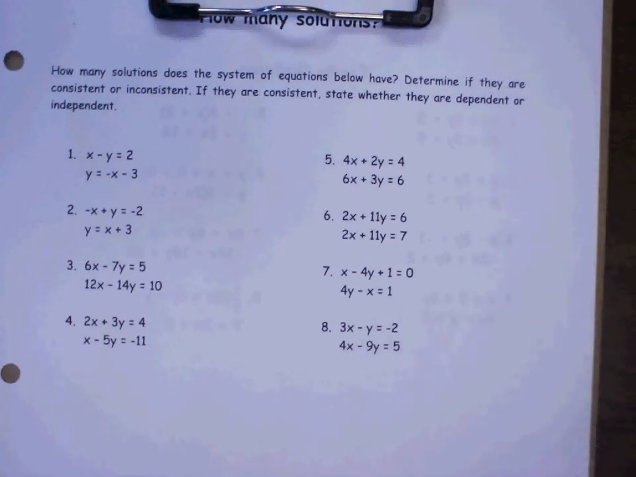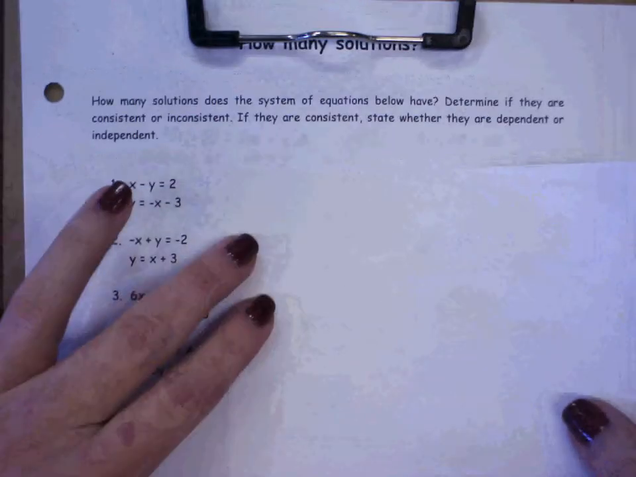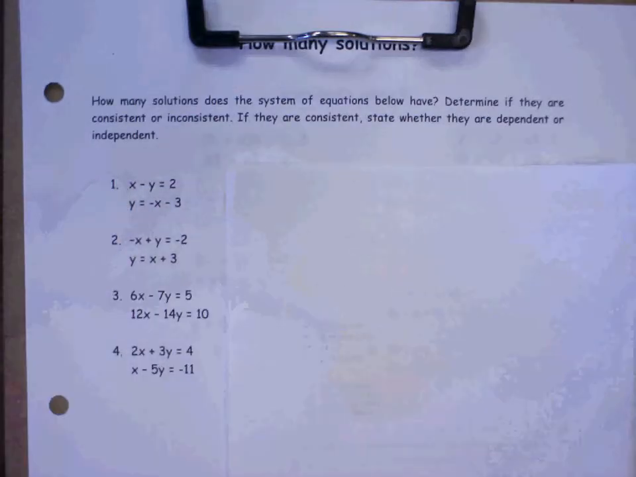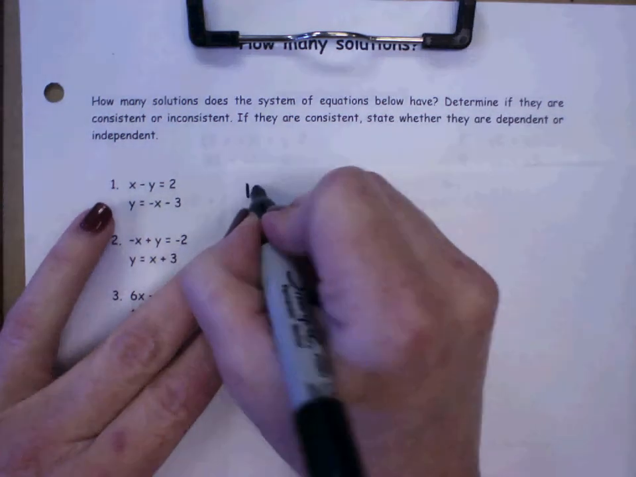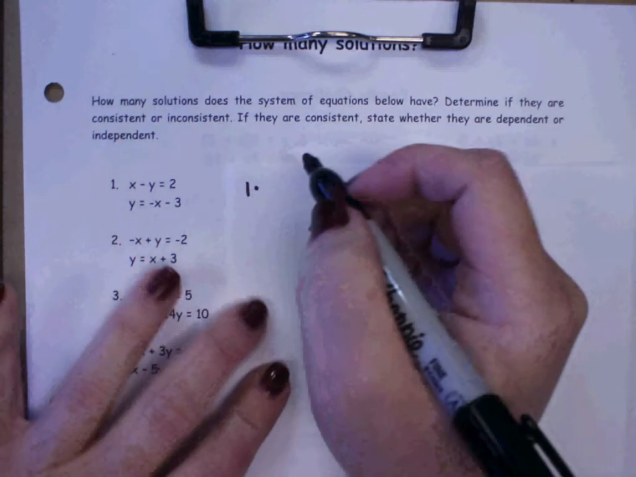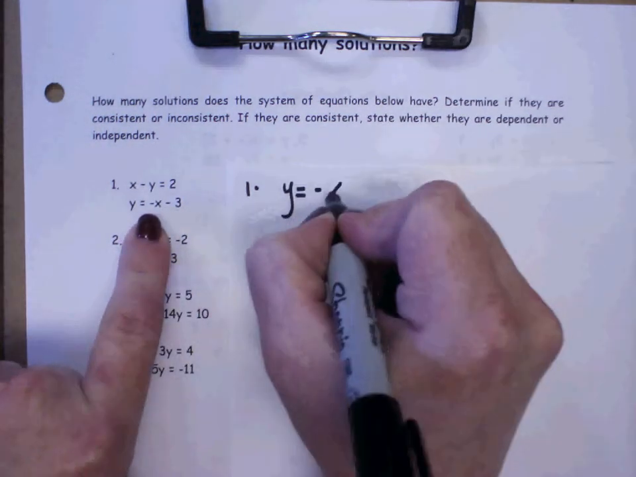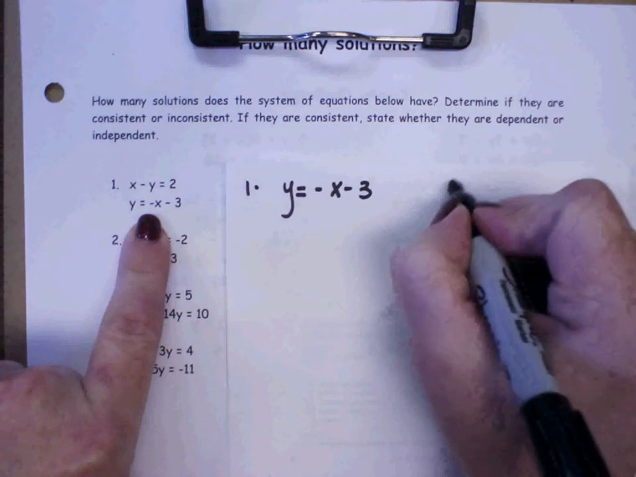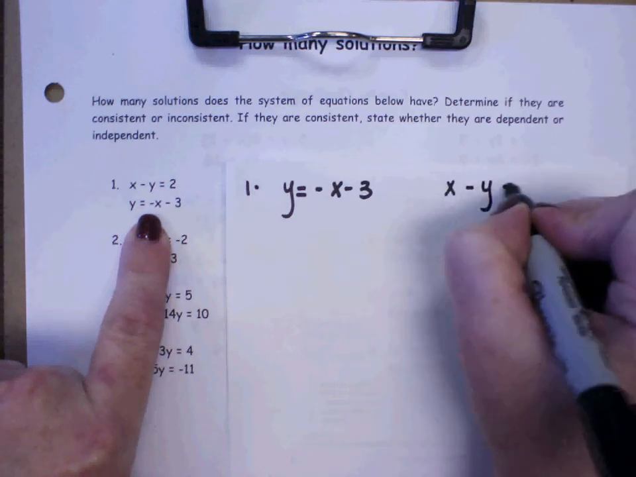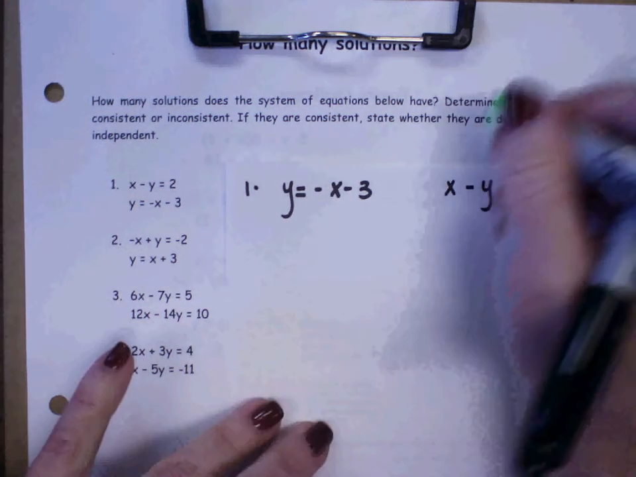All right. So if they're not solved for y, that's the first thing that we need to do, because this is all about looking at slopes. I don't need to see how they graph. I just need to take a look at slopes. So the first one, we don't have to do anything with it. But on the second one, I have to solve for y.